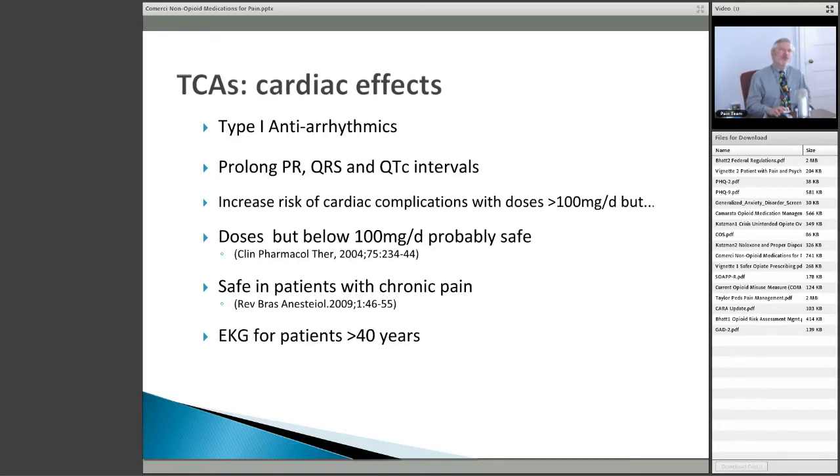When the QTC interval is prolonged above 450 milliseconds, you increase your risk of a serious ventricular dysrhythmia called torsade. They're probably safe up to 100 milligrams, although I generally check a cardiogram on everybody at any age before I start this drug and as I'm increasing the dose. The formal recommendations are above 40, but I check everybody.